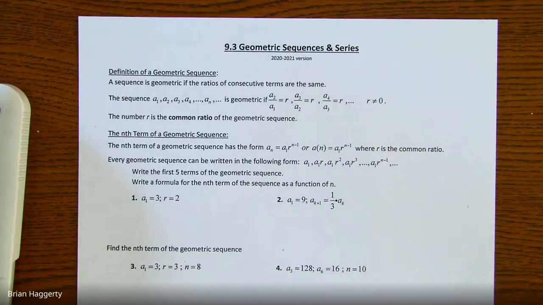All right, I think we're good to get started. Reminder of where we are. We are working on the first half of Chapter 9.